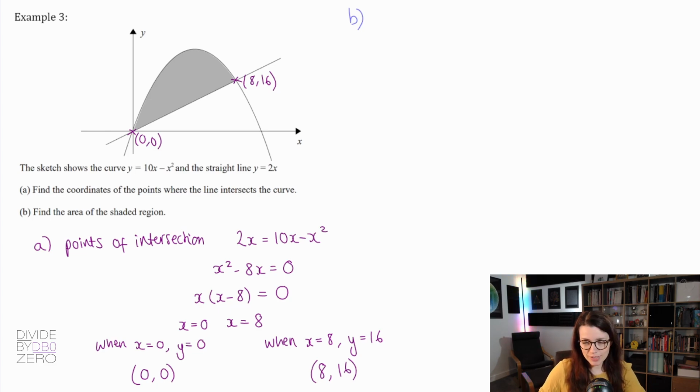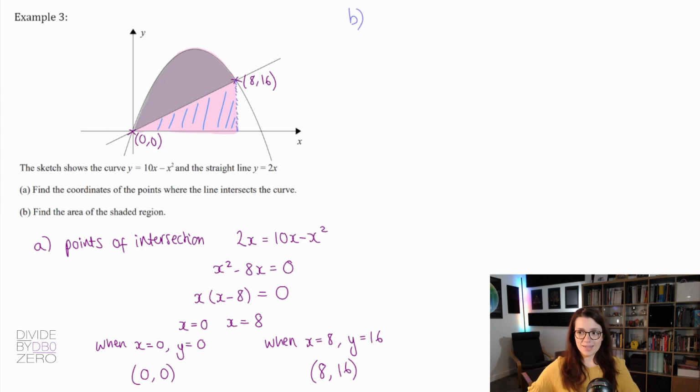Now this one is interesting because integration will always give you the area between the curve and the x-axis. So if we were to integrate the curve between 0 and 8, we would actually end up finding this whole area here. But that's more than what we want. We only want the shaded part. So what we're going to do is find that pink area via integration, and then take away the area of the right-angled triangle here in blue afterwards. And that will leave us with just the shaded region.